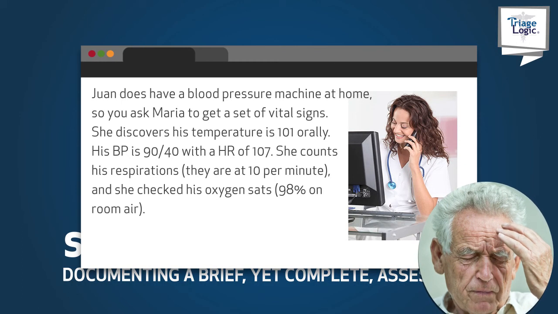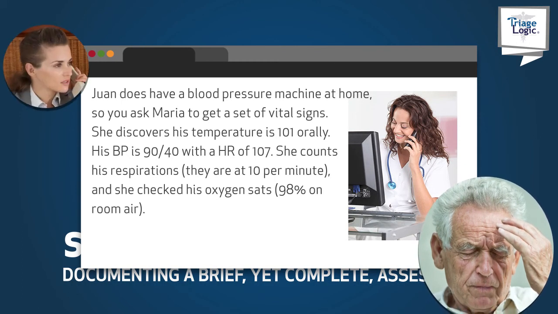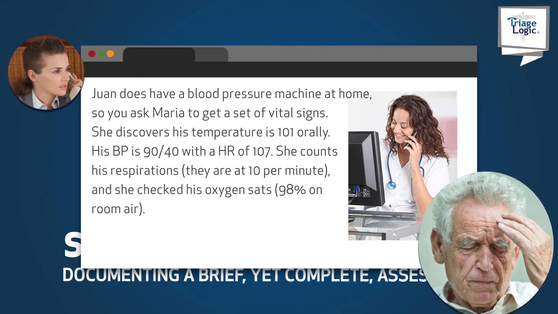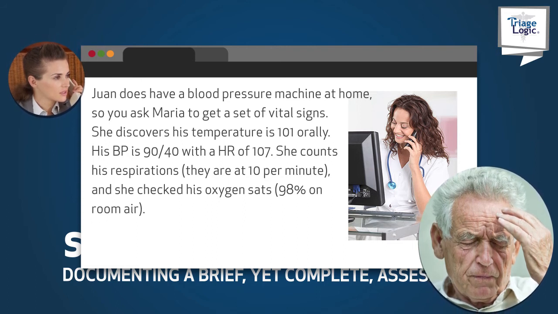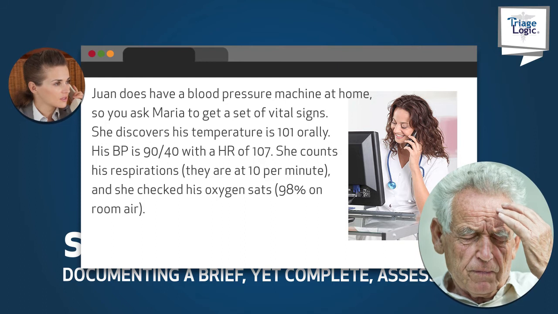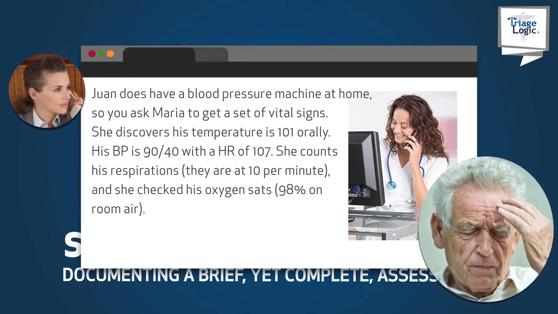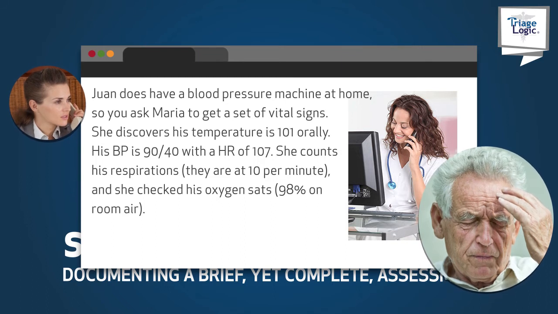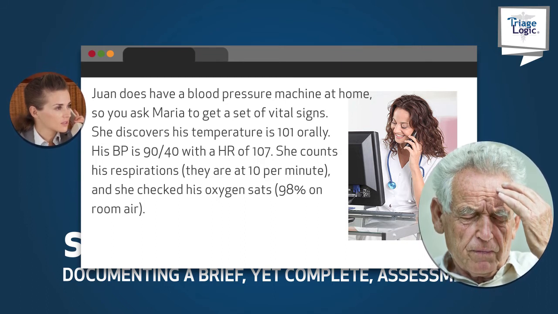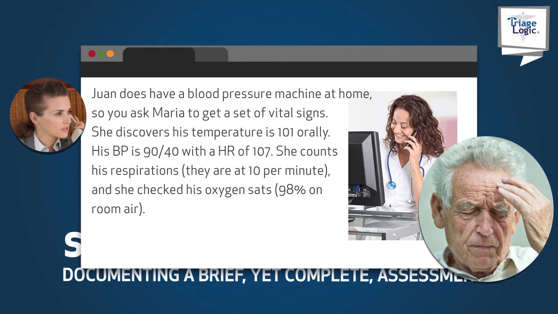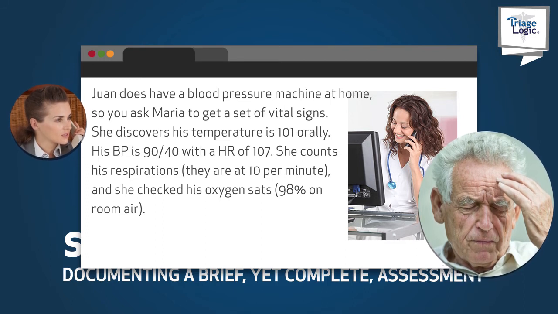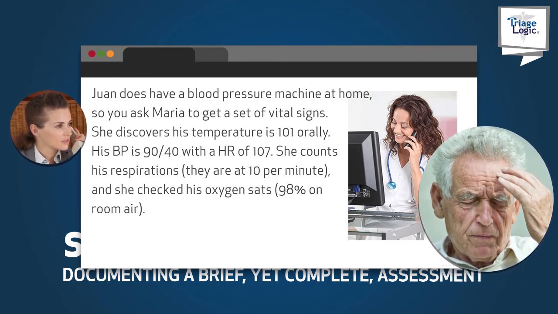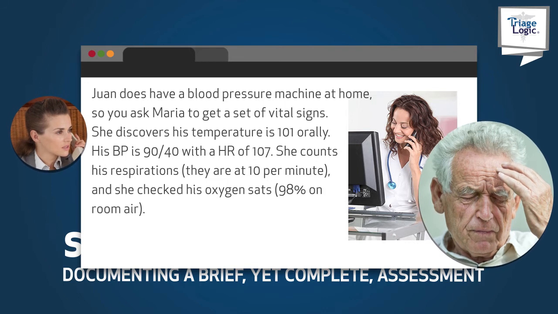Juan does have a blood pressure machine at home, so you ask Maria to get a set of vital signs. She discovers his temperature is 101 orally, his blood pressure is 90/40 with a heart rate of 107. She counts his respirations. They are at 10 per minute. And she checked his oxygen sats, 98% on room air.